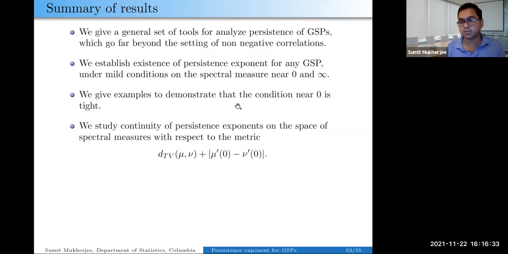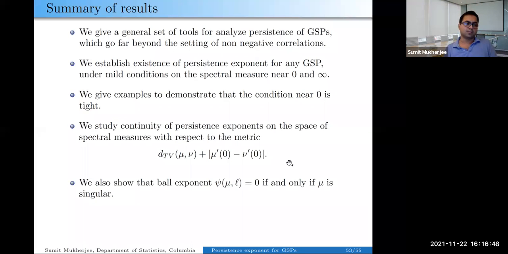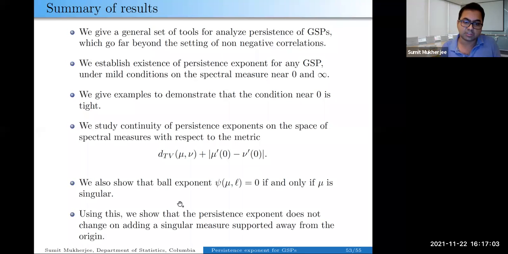We study continuity of this exponent in terms of this metric, which is the total variation of mu and nu, plus this mu prime 0 plus nu prime 0. Right? You also need convergence of these values, and we show that this small ball exponent is 0 if and only if nu is singular. This we feel is an important result, and is of course used a lot in our proofs as well. And using this, as I explained, we show that the persistence exponent does not change if you add a singular measure which is not supported at the origin.